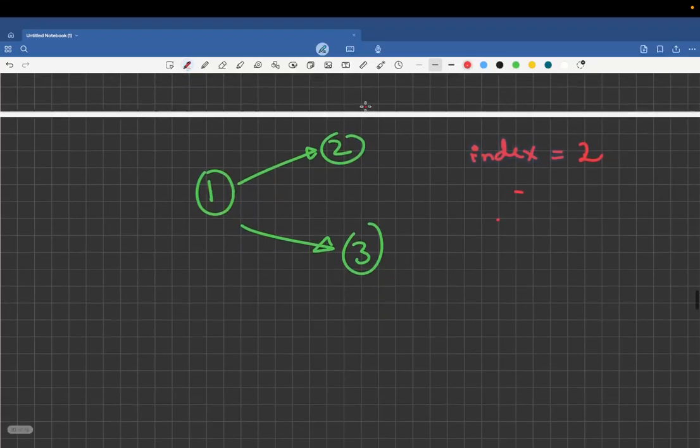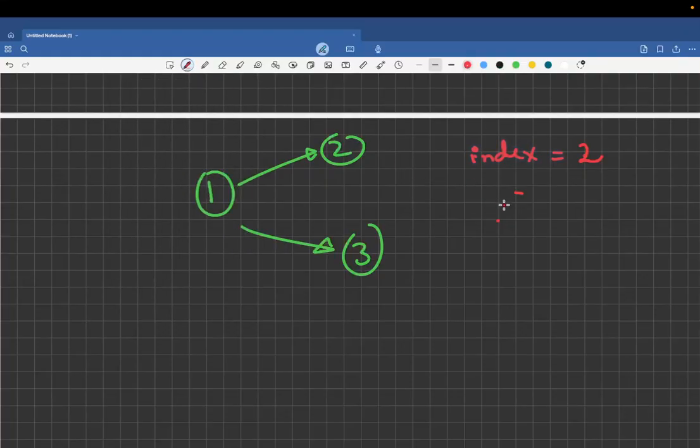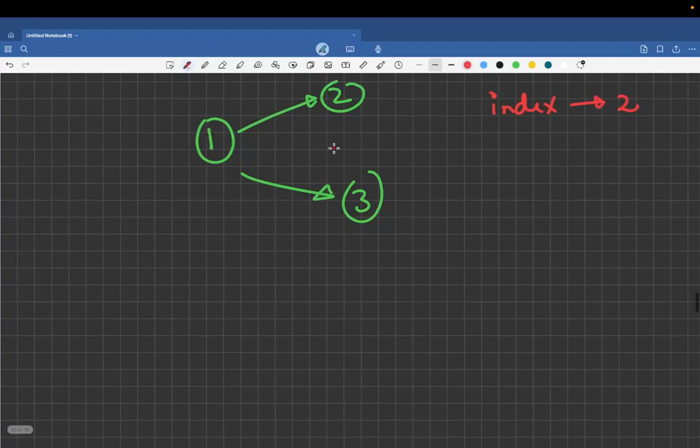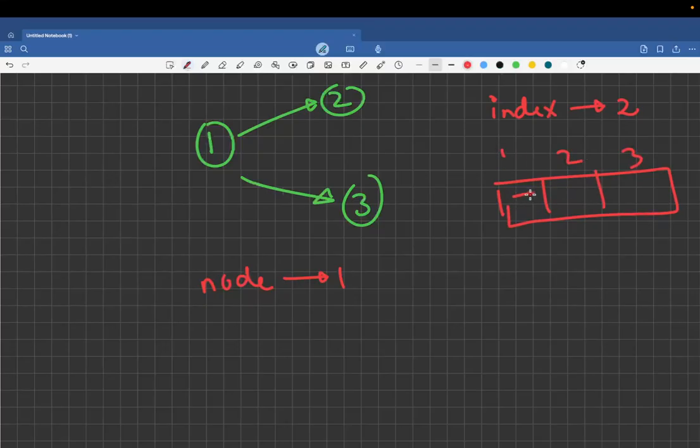So currently my index value is 2. What I do is, I have called DFS with node 1. So node is 1, and in my visited vector I marked 1 as true.